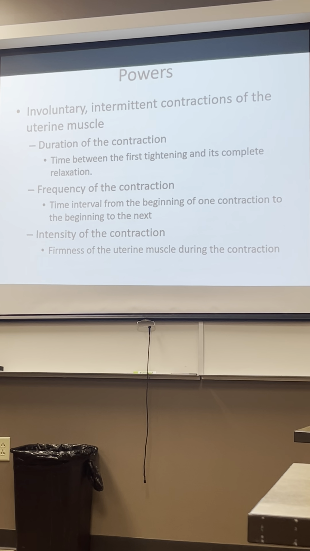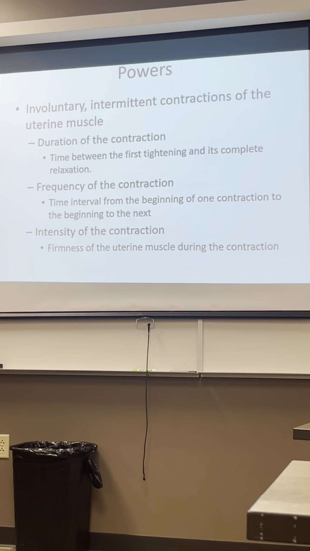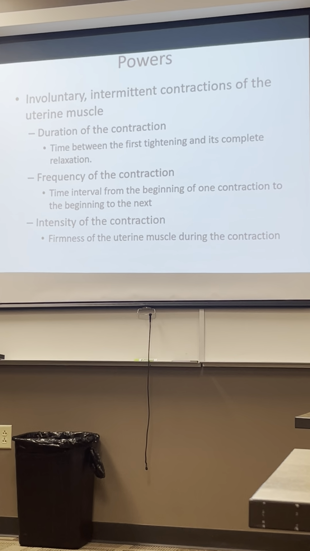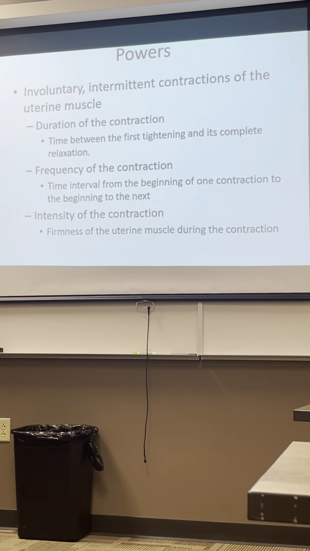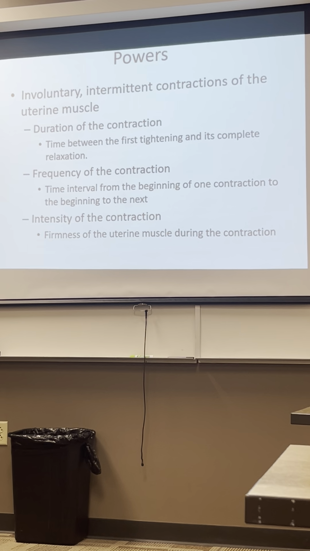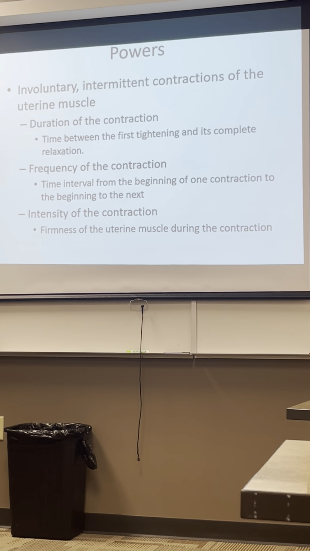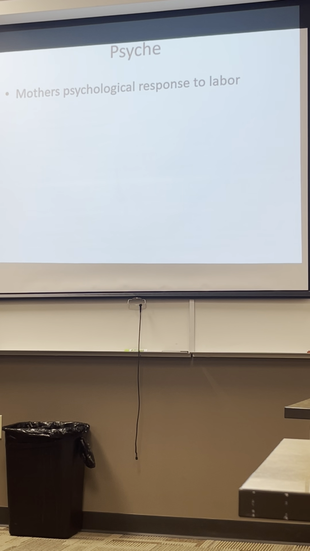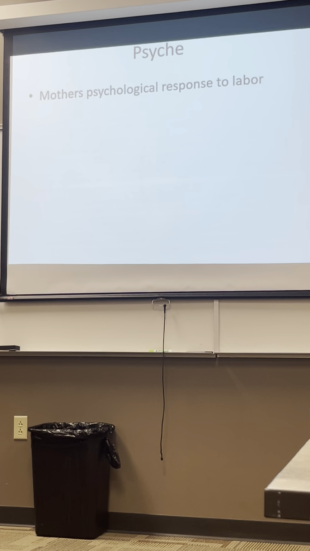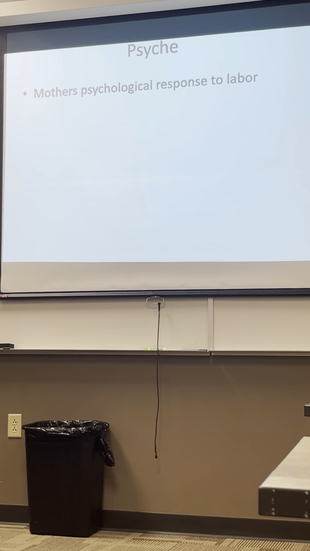And then powers are the contractions. Duration is the time between the first tightening and its complete relaxation. Frequency is the beginning of one to the beginning of the next. And intensity is the firmness of the uterine muscle during the contraction. And then we have psyche and position: the mother's psychological response to labor and her position, whether she's up or lying flat.